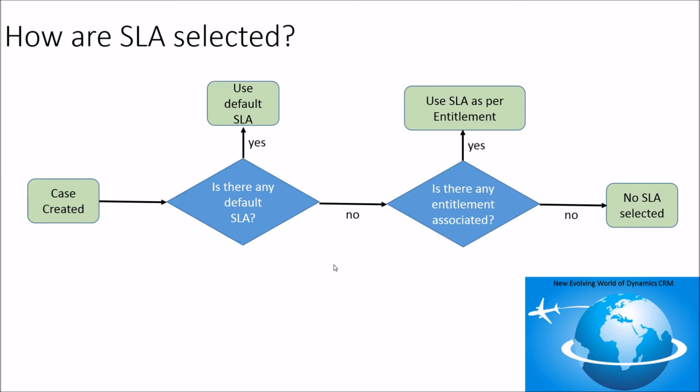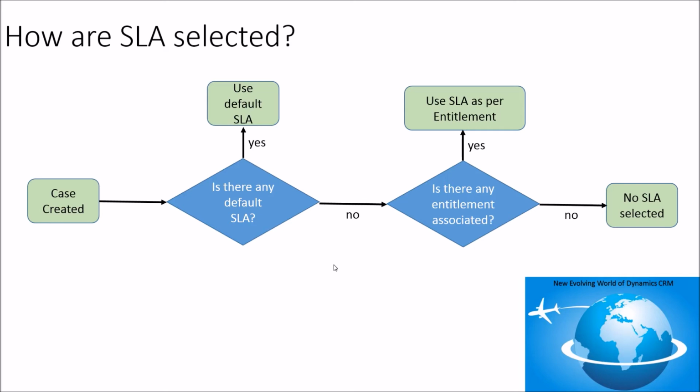So simple. Okay, so hope you understand now how SLAs are selected using two basic ground rules: either following the default SLA if it is configured like that, or you follow the entitlement model. Today I am going to talk about the entitlement model. Okay, and default SLA is pretty simple. I mean, out of 10 SLAs, one SLA you say this is my default SLA, and every case, every customer is followed based on that SLA.